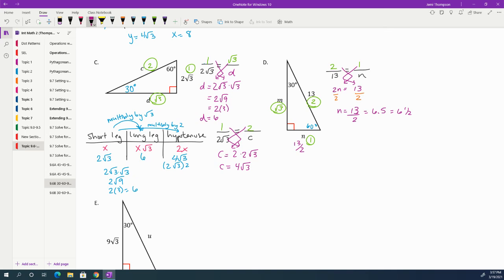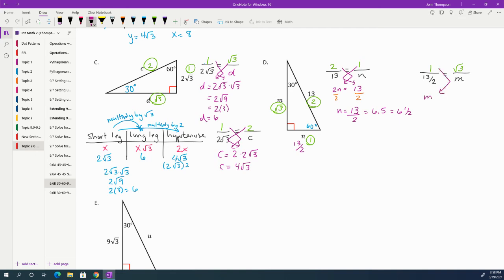Now I know that if I have my short leg, then my longer leg is just radical 3 longer. So I could just multiply by square root of 3. It'd be 13 radical 3 divided by 2. I'll set up the proportion just so you have it. So square root of 3 over m is what I'm looking for. And I'm going to use 1 and 13 over 2 so I can show you what a fraction kind of looks like.